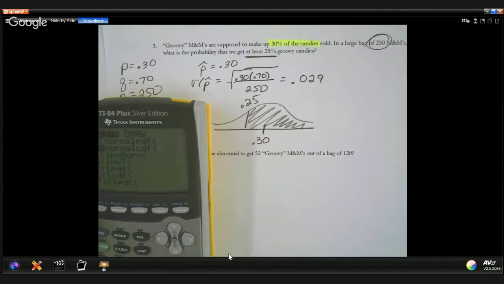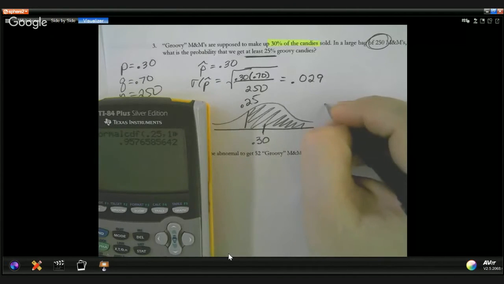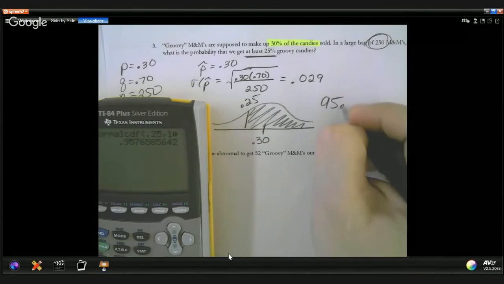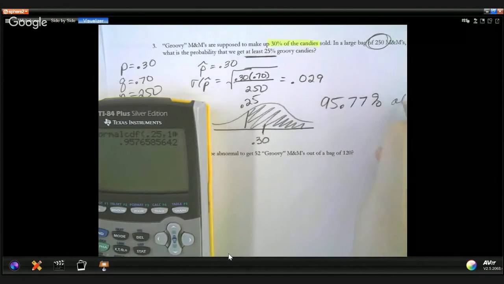Distribution, normal CDF. My lower this time is that left line, 0.25. My upper, I pick a big number. Technically, if you pick 1, it should work. I don't think the decimals will be that different. So 0.30, 0.029. And so 95.77% of the time, you will have at least 25% of the groovy candies.